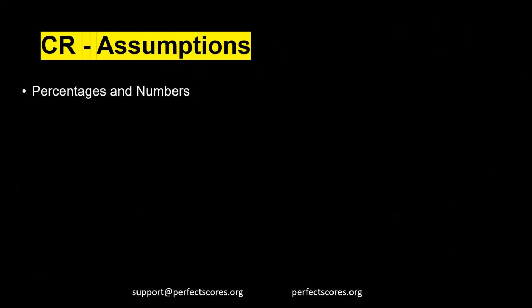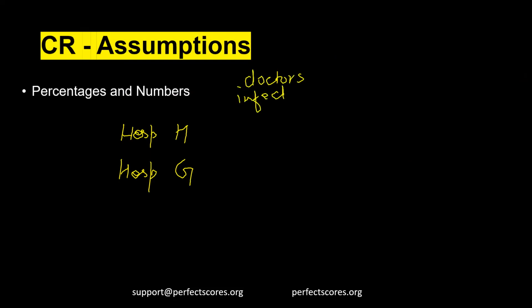And the next kind of pattern that you see is percentages and numbers. So let me take another example here. You have two hospitals: hospital H and hospital G. In hospital H, we are talking about doctors who treat a particular infectious disease.